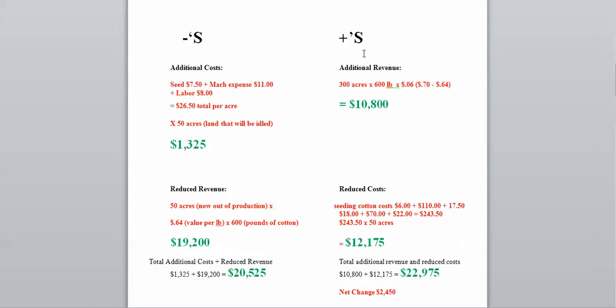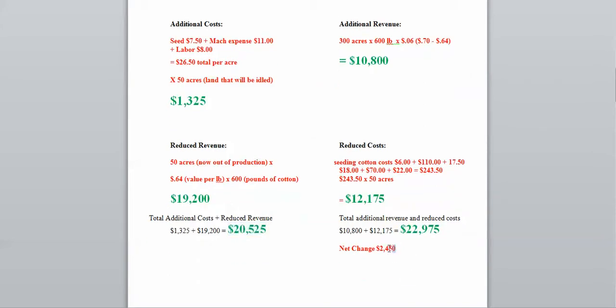So the pluses outweigh the minuses. We have more positives than negatives. How much? $2,450 more positives. Our net change in net income is $2,450. So in this case, yes, we are going to participate in the government program.